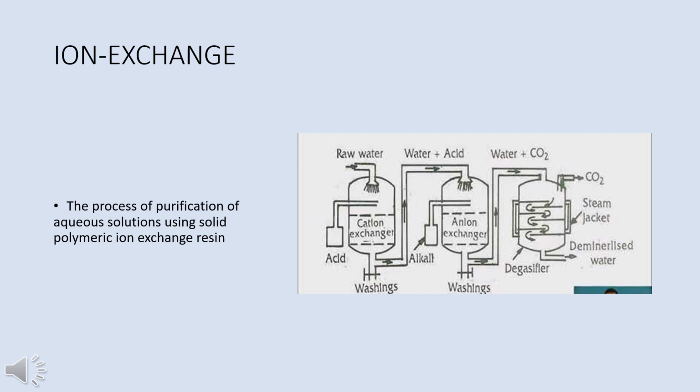And then the water that is free from ions and acids will leave this section and go to the chamber. This chamber has steam jackets. Those steam jackets contain tubes of higher temperature and pressure. The higher temperature and pressure help so that carbon dioxide cannot dissolve in the water.